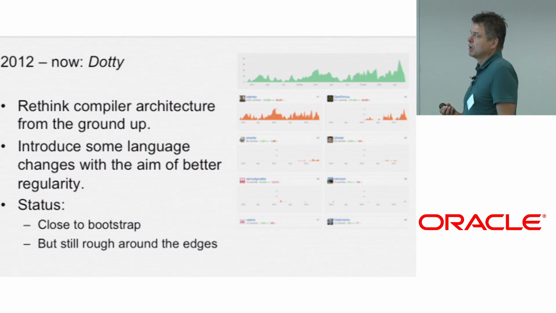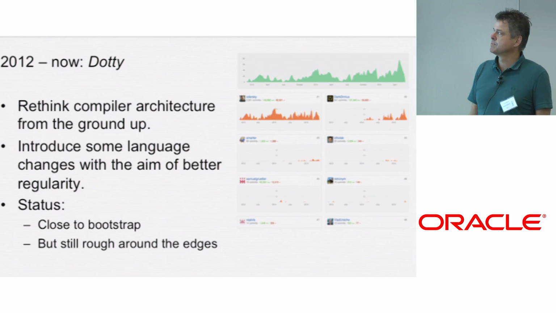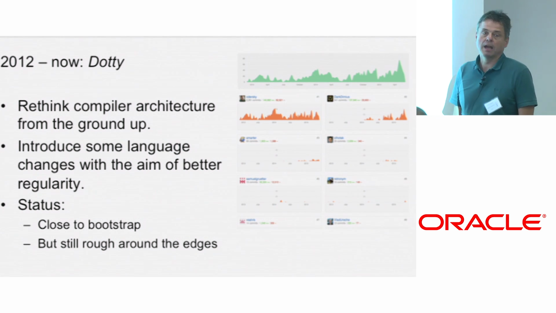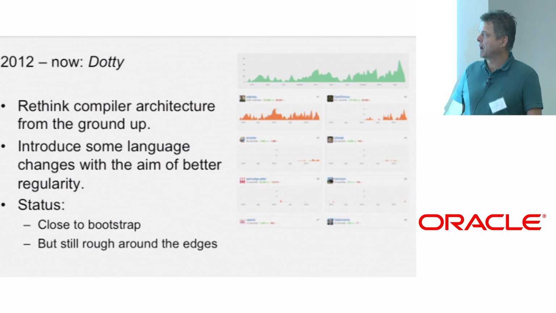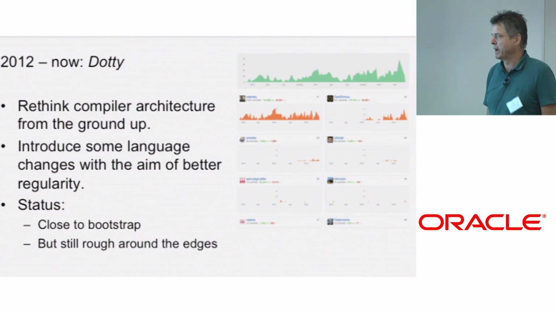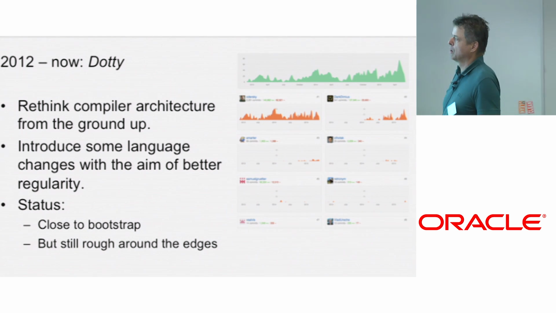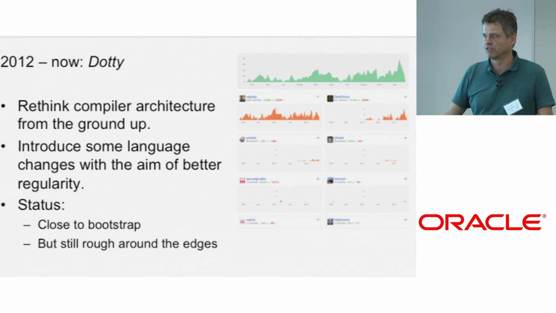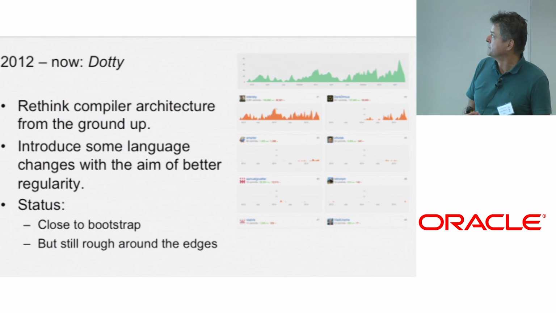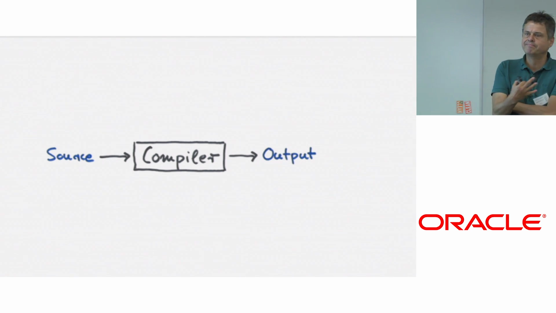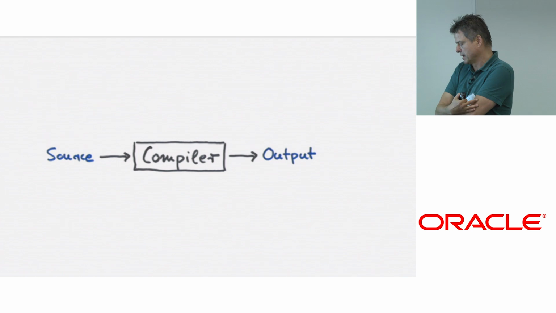So what I have been working on for the last 2.5 years was essentially a new compiler base where the project name is called Dotty. And the idea there was we wanted to rethink compiler architecture from the ground up and also introduce some language changes with the aim of better regularity. So we're currently close to bootstrap, but the whole thing is still rough around the edges, so it's not really production quality yet.